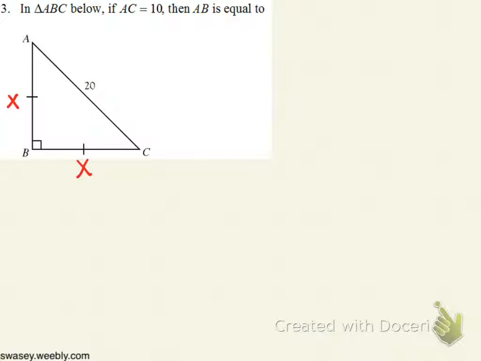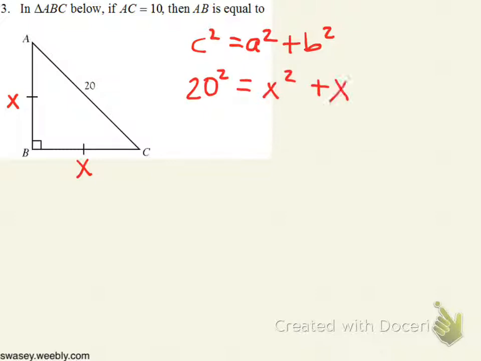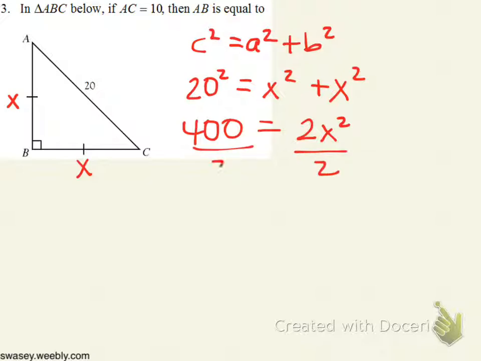Here we're trying to find the distance from a to b. So if I label that as x, BC is also x since they're congruent. We'll substitute them into the Pythagorean theorem. So we have 20 squared equal to x squared plus x squared. 20 squared is 400. X squared plus x squared is 2x squared. Divide both sides by 2, you get 200.